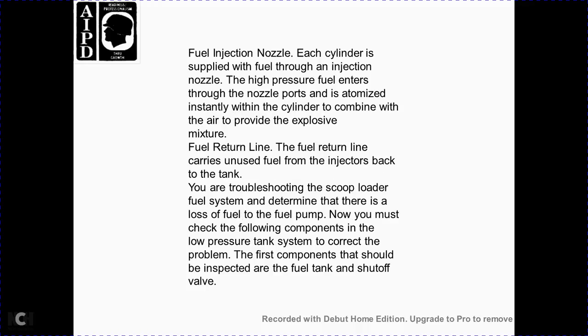The fuel injection nozzle. Each of the nozzles is supplied with fuel through the injection line. The high pressure fuel enters through the nozzle port and is atomized in the cylinder to combine with the air to provide an explosive mixture of fuel. Return line. The return line carries the unused fuel from the injectors back to the tank.